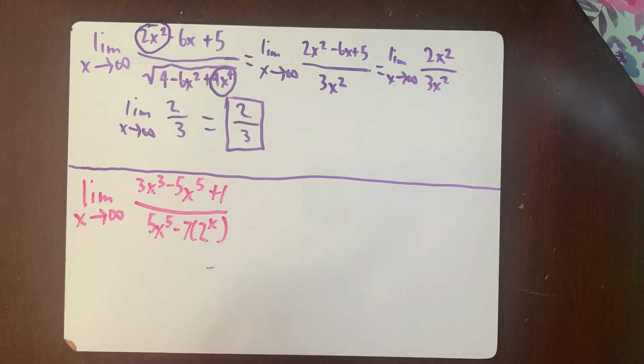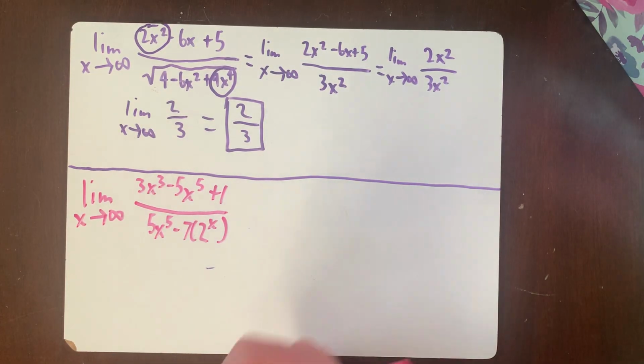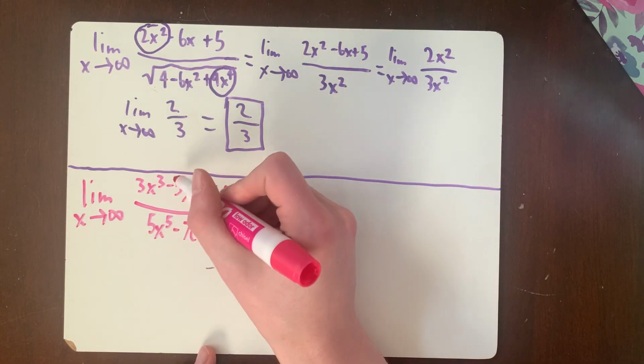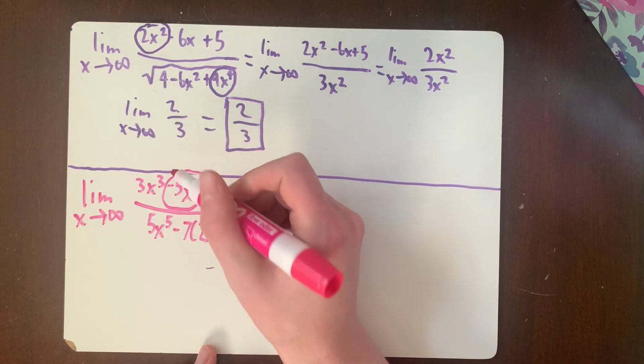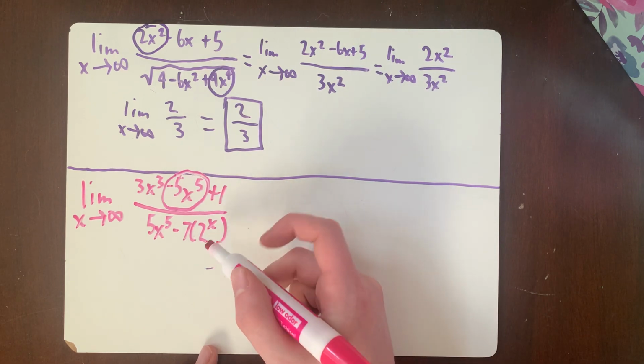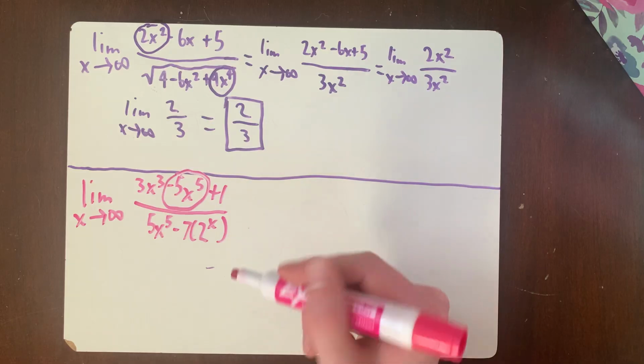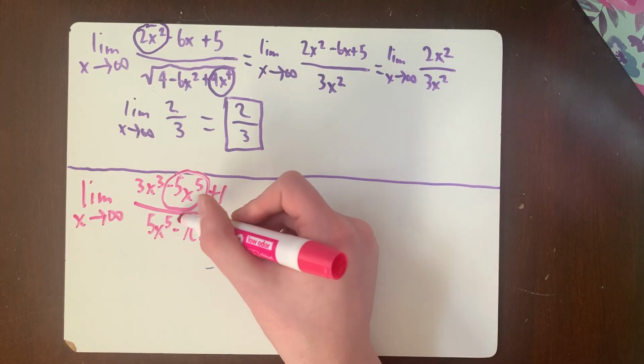Next, let's take a look at the second limit here. So in this limit, again, we want to identify our leading terms. In this case, we pick our highest power, which is -5x to the fifth. And then on here, we have 5x to the fifth, but we also have this exponential. And we know that exponentials grow faster than any powers. So this is our leading term here.